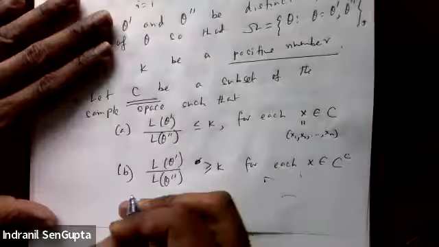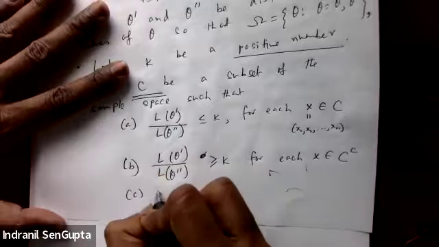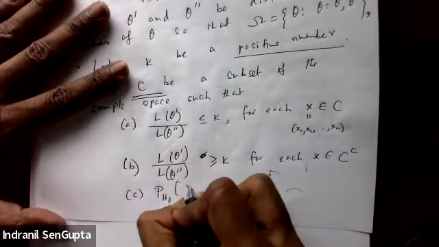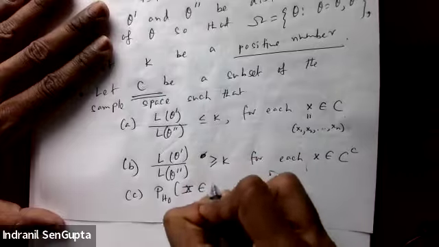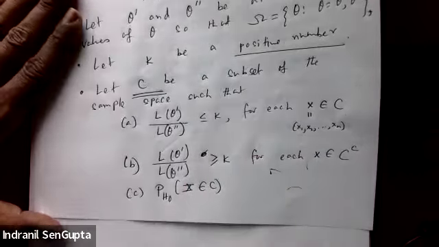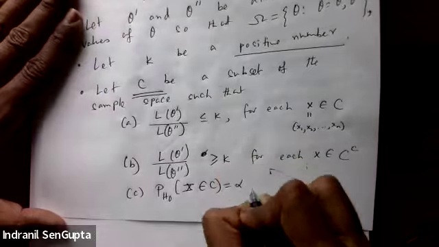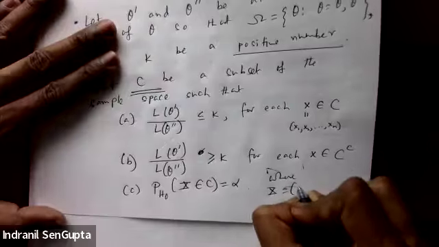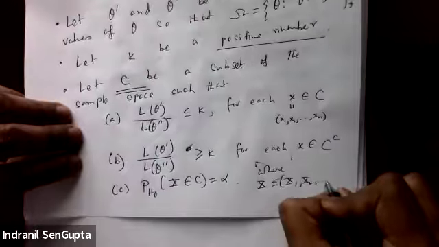Okay. And finally, in order to be the critical region, or the best critical region, I must have the probability, under H0, that X is in C equal to alpha, where X is X1, X2, ..., Xn.